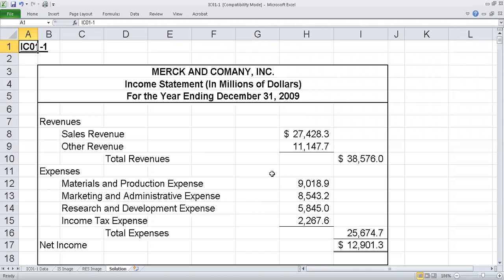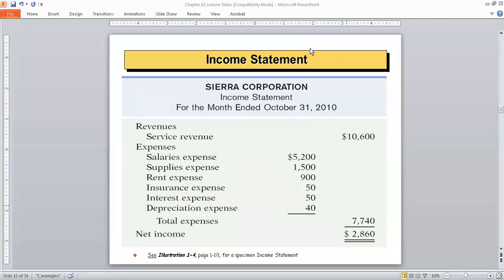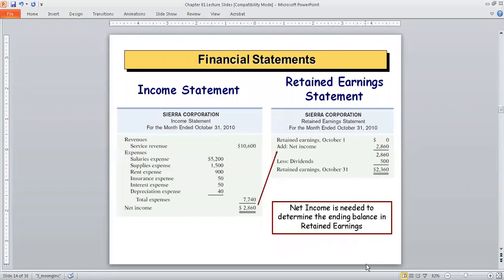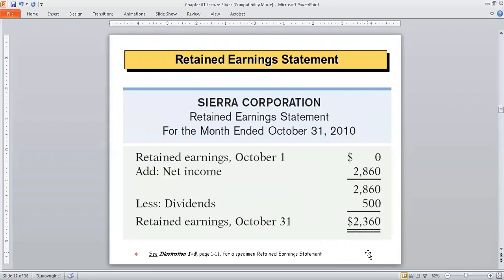So we do the income statement first, because information from the income statement is going to flow over to the retained earnings statement. And after we prepare the income statement, we then prepare the retained earnings statement. Now you have this retained earnings specimen on page 1-11 in your text. It is blessedly simple, a maximum of 5 lines, sometimes only 3 lines.